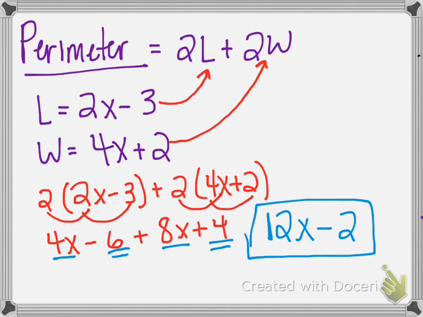Let's go back and see what our final answer is, of 12x minus 2. You could also draw a picture and get the same thing. You'd have 2 sides that were 2x minus 3, 2 sides that were 4x plus 2, and then you could just add up all your like terms that way as well. Either way, you're going to end up with an answer of 12x minus 2.